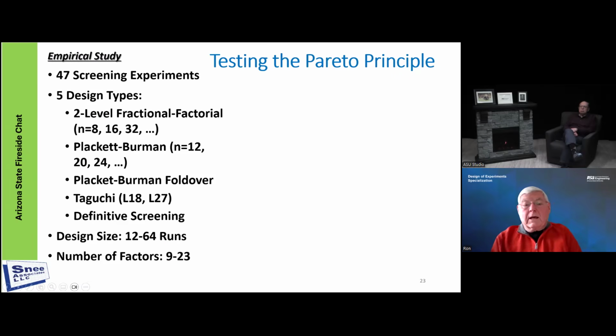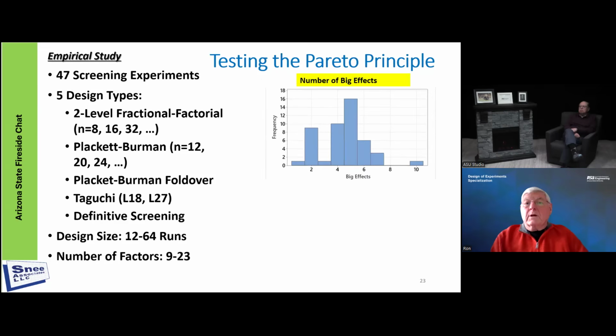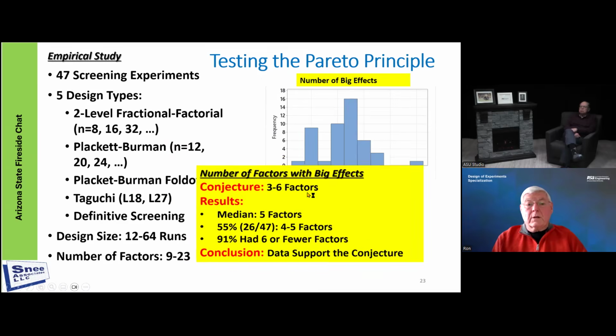Now I selected that 9. I put a lower limit of 9 because I wanted to have the chance of really finding out how many variables were important. So this is what we found here. And so here's the number of big effects and the frequency. And so you can see here's 1, 2, 3, 4, 5, 6, and so forth. And you can see the majority of these 9 or more, the majority of them are 6 or less, just like we thought.